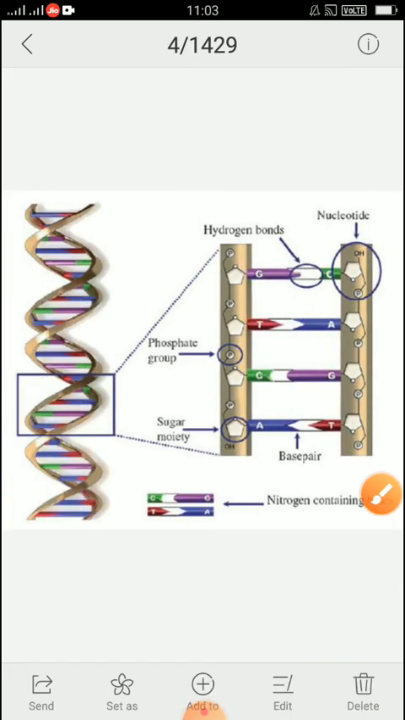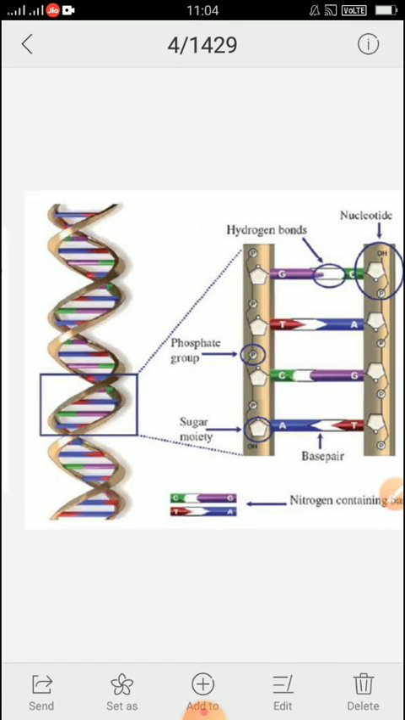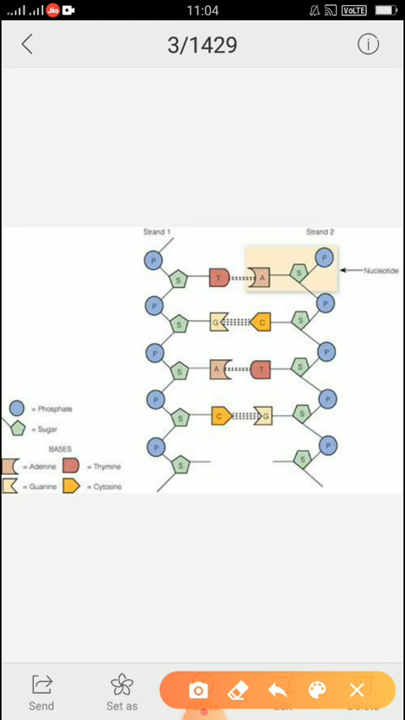Second question, what is a nucleotide? Each single DNA strand is composed of a repeating unit. That repeating unit we call a nucleotide. Next question, what are the 3 components of a nucleotide? The 3 components of nucleotides are phosphate, pentose sugar and nitrogenous base.